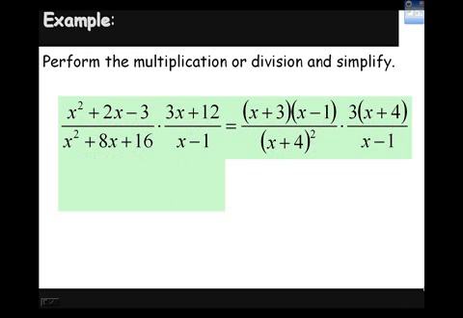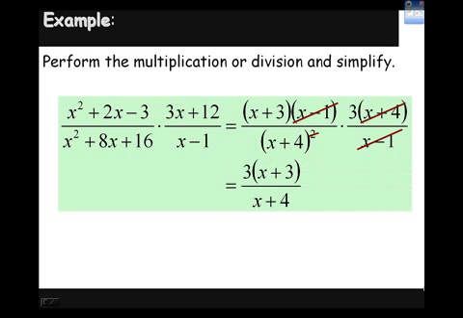The next thing we want to do is reduce common factors. So there's an x minus 1 in the numerator and denominator, so we'll reduce those. And we have an x plus 4 in the numerator and denominator. We'll reduce those. Then we'll just write down the factors that are left. And that's where we're going to stop. We don't want to distribute that 3, because if we leave it in this form, anybody that looks at it can see that everything is reduced.